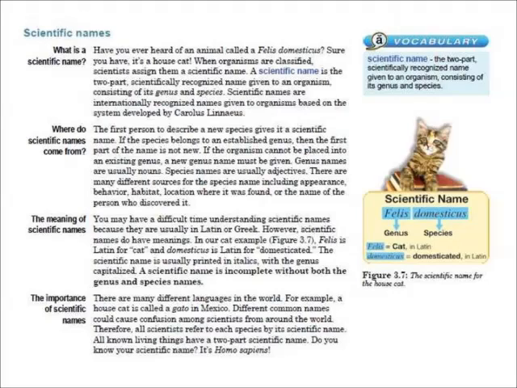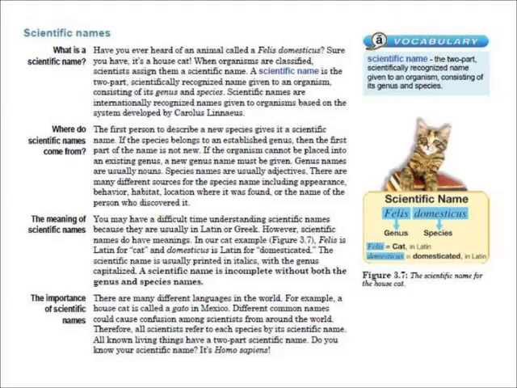The first person to describe a new species gives it its scientific name. If the species belongs to an established genus, then the first part of the name is not new. If the organism cannot be placed into an existing genus, a new genus name must be given. Genus names are usually nouns. Species names are usually adjectives. There are many different sources for the species name, including appearance, behavior, habitat, location where it is found, or the name of the person who discovered it.